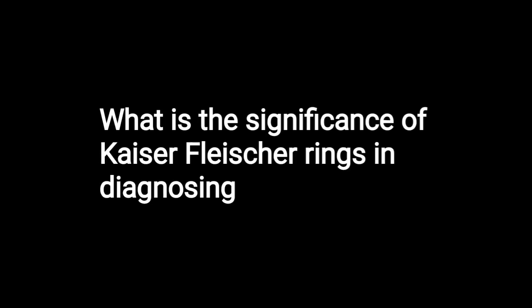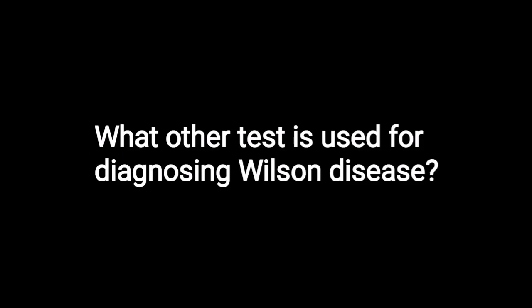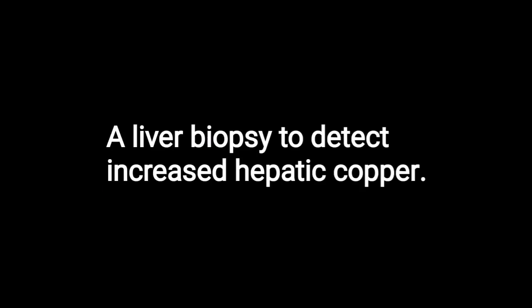470. What is the significance of Kayser-Fleischer rings in diagnosing Wilson disease? They indicate copper buildup in the eye, which is characteristic of the condition. 471. What other test is used for diagnosing Wilson disease? A liver biopsy to detect increased hepatic copper.